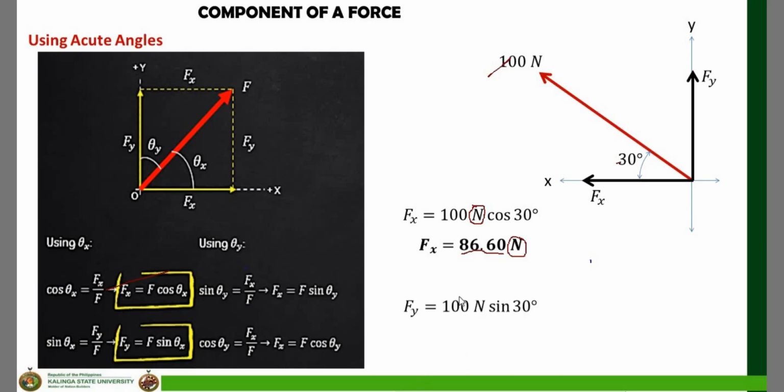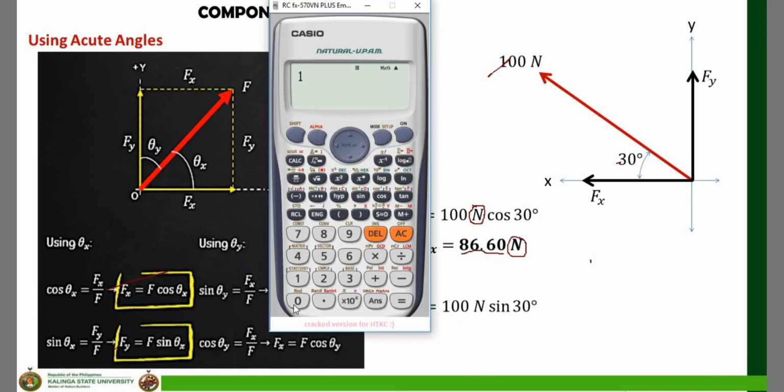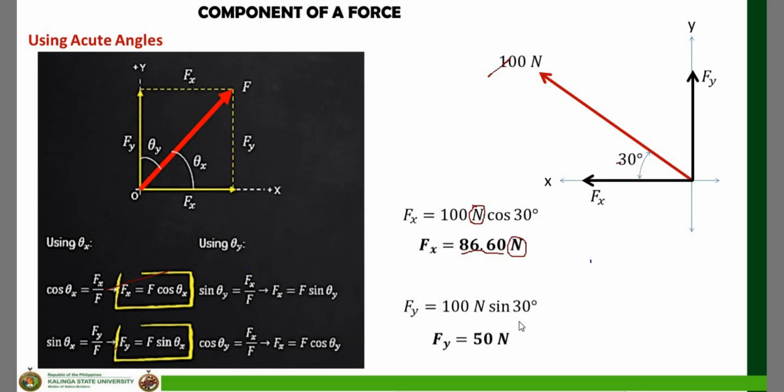Next is Fy. Again, I'm going to use this equation: F sine theta x. My F is 100. Again, the theta x is 30 degrees. So, inputting this in your calculator, that is 100 times sine of 30, and that is equal to 50 newtons. Okay, so this is how we get the components of a force using an acute angle.